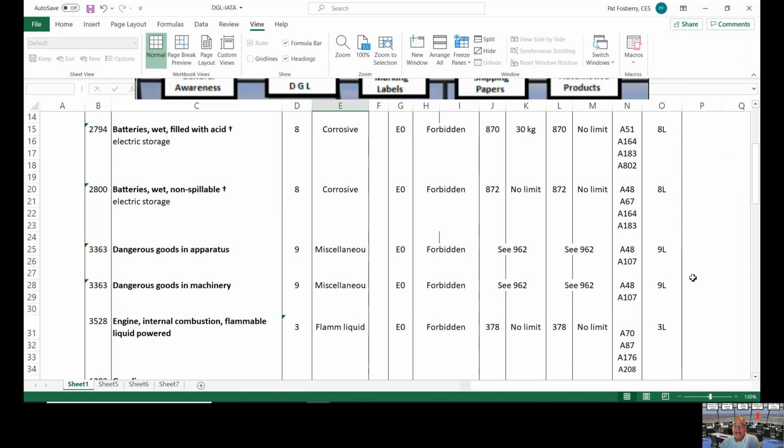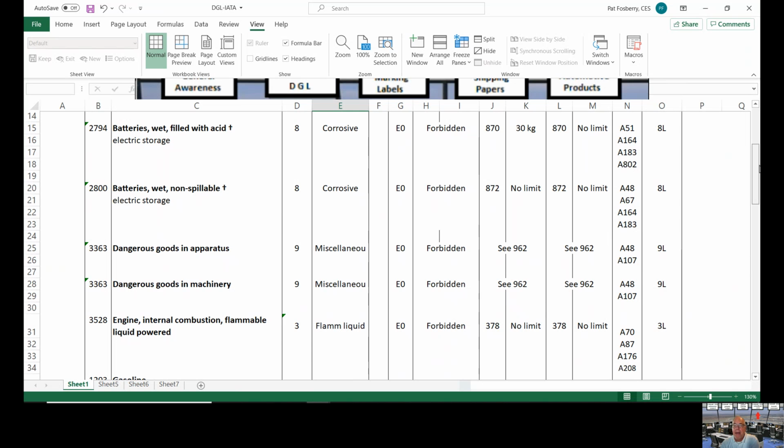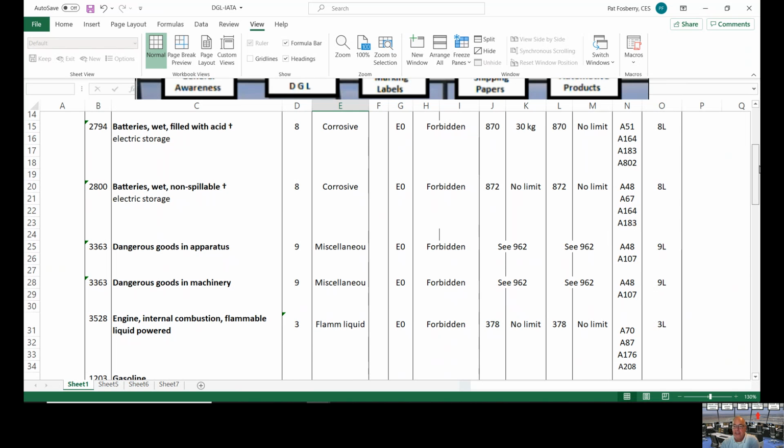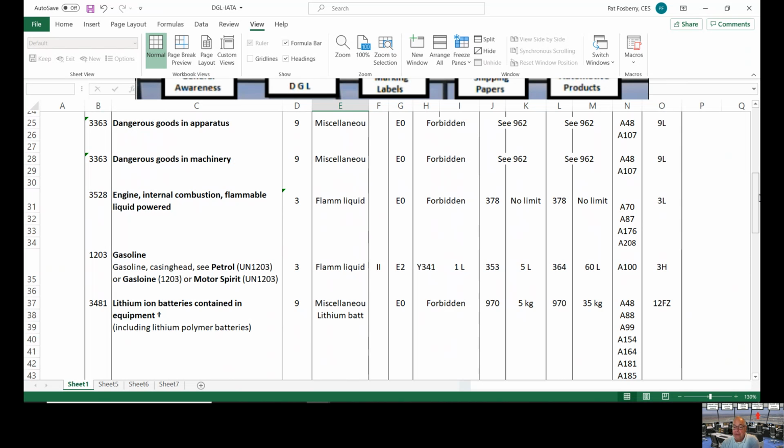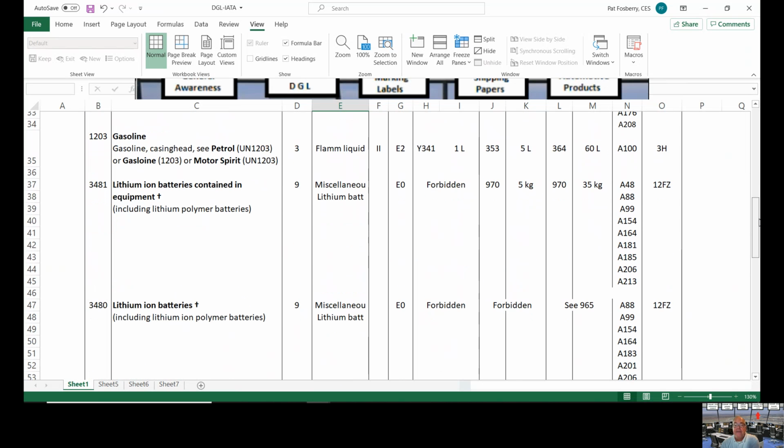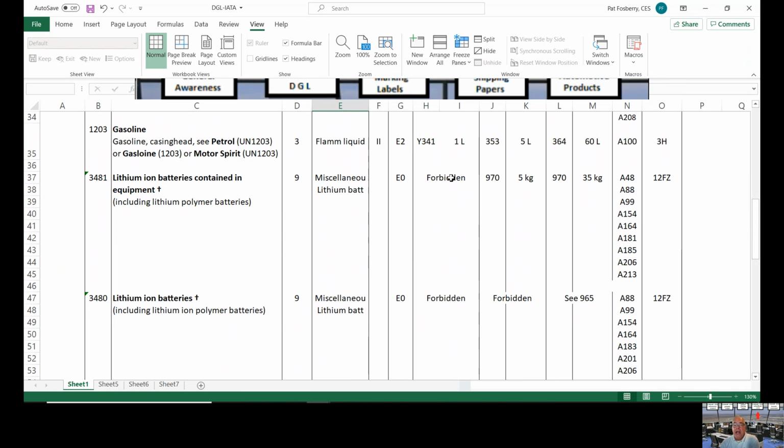So going down here, we see that engine internal combustion is a class 3, and of course its packing instruction is 378. Gasoline is 353. Lithium-ion batteries. Here's the one we're very specific. So here's where you get down, and we've got something that's the first time we've seen, the old lithium-ion batteries, the nice plain one that I think y'all are going to be using.